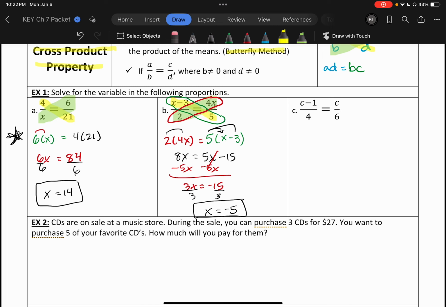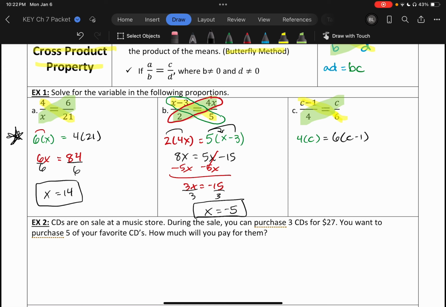And then we'll look at part C. Part C, same idea here. So we're looking at this diagonal when I multiply. It's equal to this diagonal when I multiply. So if I look at the one in green here first, I got 4 times c. And then that's going to be equal to my diagonal in yellow, which is 6 times c minus 1.